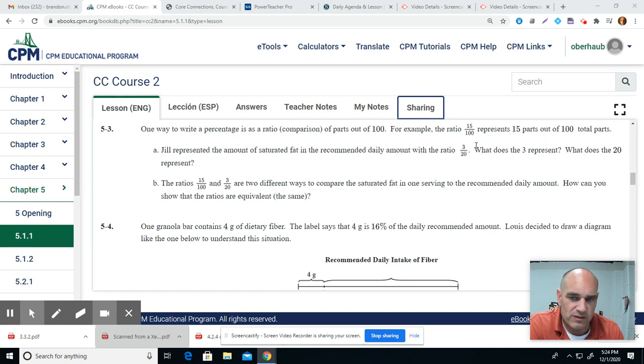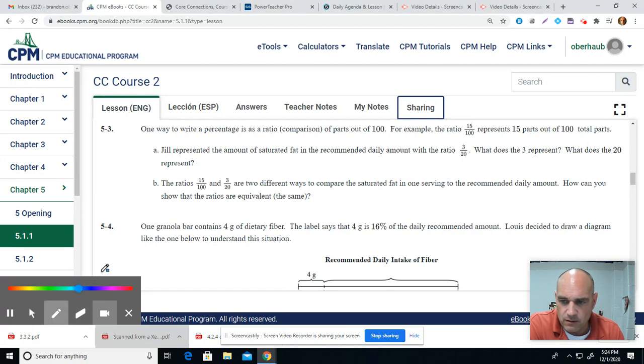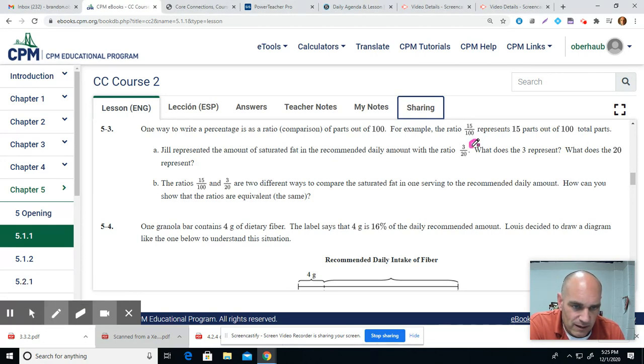What does the 3 represent? Well, this 3 represents our 3 grams. All right, so that's why it's always important to label our ratios, label our stuff. So that is going to be on top. The 3 represents our 3 grams of fat.